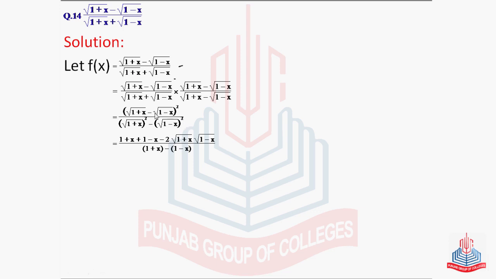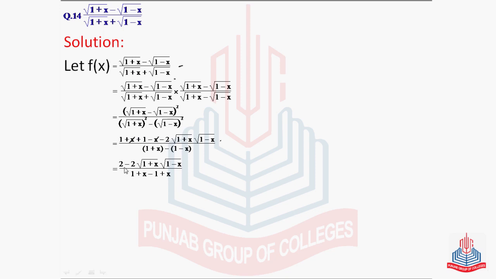We can use here (a − b)² which is a² + b² − 2ab, so (√(1+x))² will become 1 + x, then plus the square of √(1−x), that will become 1 − x, minus 2ab. This one is a and this one is b, so that will become √(1+x) into √(1−x). In the denominator, the square and square root will be cancelled out, so we have 1 + x − (1 − x). This plus x and minus x will be cancelled out.